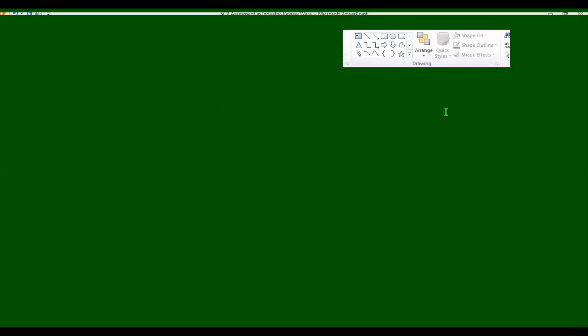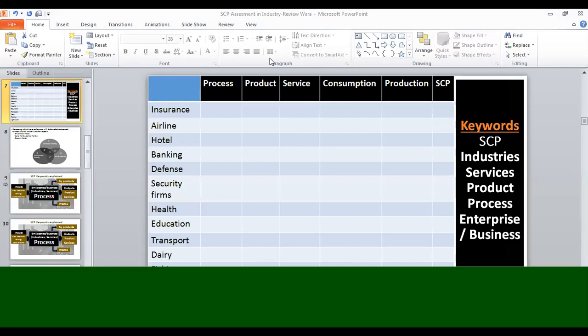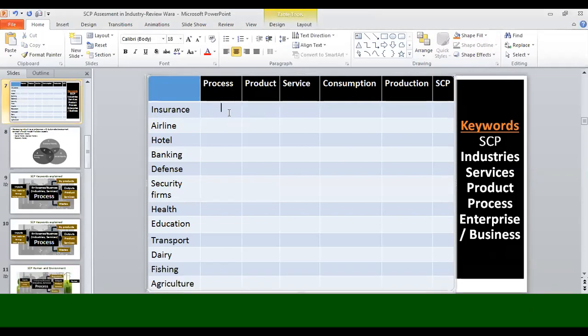We can't see the screen. Oh, very sorry. Thank you for your comment. Can you see the screen now? Can you see this table? Yes, sir. Okay, good.